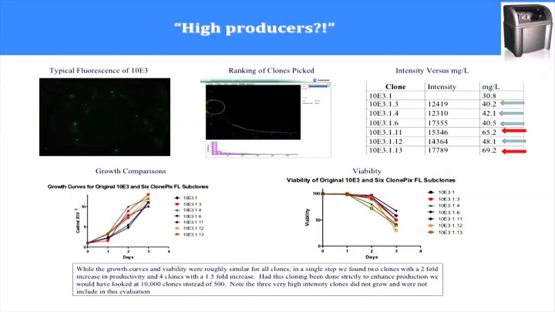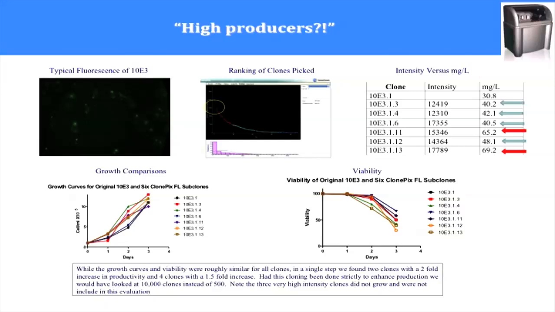Now let's talk about the high producer. Remember that 10E3 clone I will talk to you about? It's the only clone I got from that phospho project. I don't know whether you can see, this is a fluorescent image of it. You can see it's very, very faint. That means it's not a good producer. So we really want something a little bit better than this.